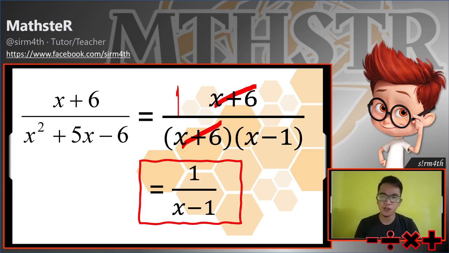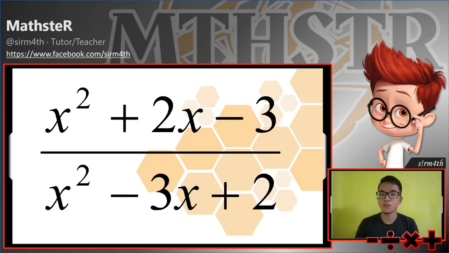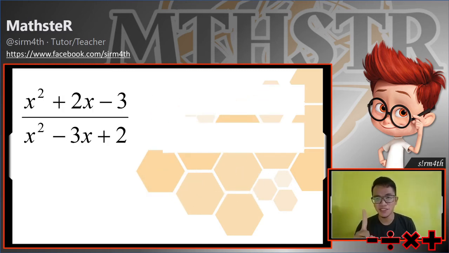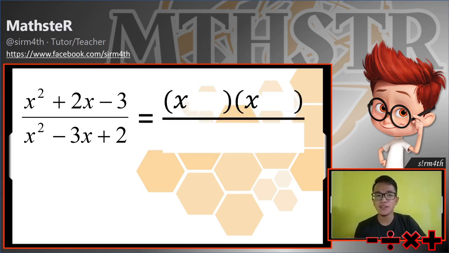So, let's proceed to our last example. We have x squared plus 2x minus 3 over x squared minus 3x plus 2. Yung first step natin ulit, we need to factor our numerator there. Right after factoring the numerator, proceed to our denominator. So, x squared plus 2x minus 3, alam natin, meron yang dalawang x. After getting the factors of x squared, we need to factor our last term, which is negative 3.